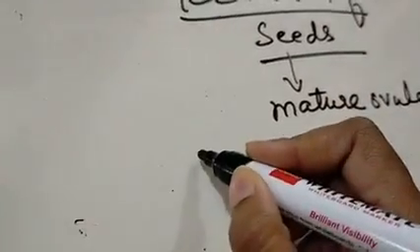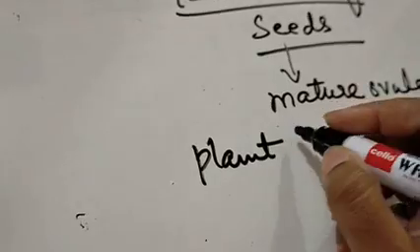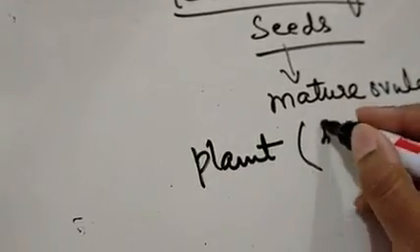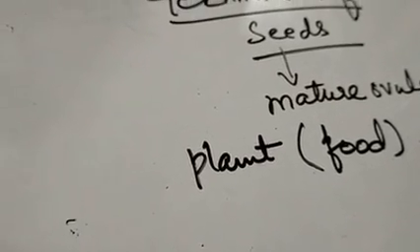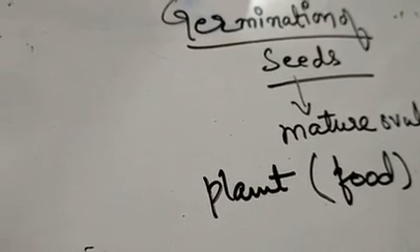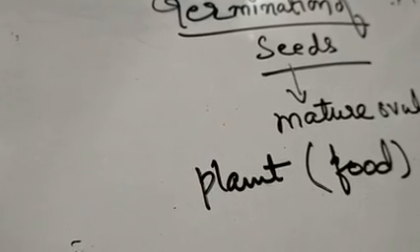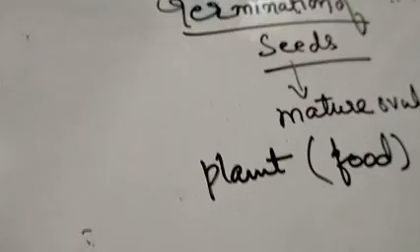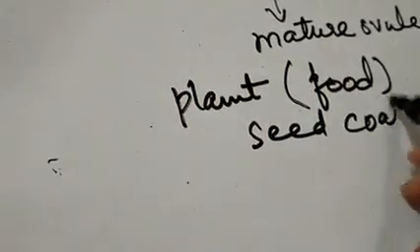So what all things do we have in the seed? We have a plantlet, a small plant growing, for which we have a certain amount of food inside the seed, which helps the plant to grow till the first leaves appear. Apart from this, there is the seed coat, which protects the seed from external injuries.